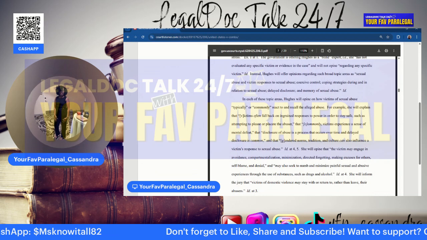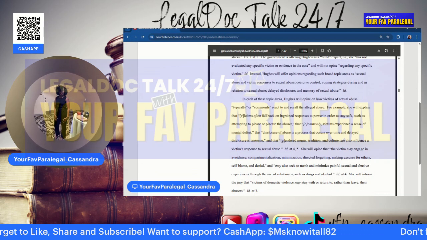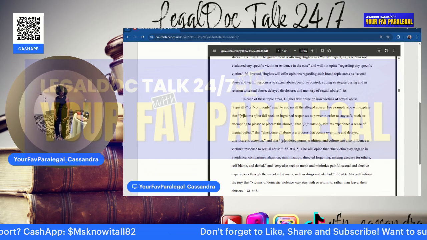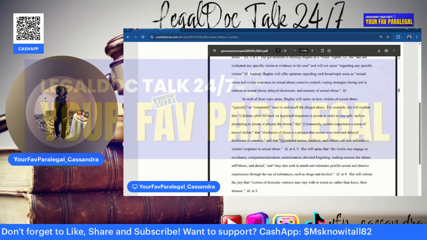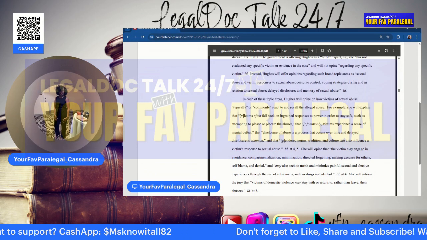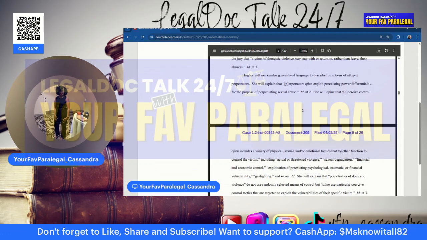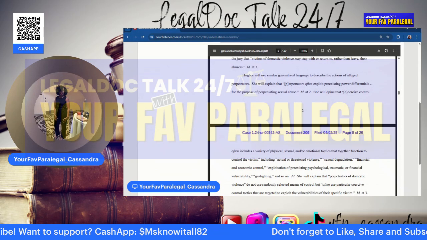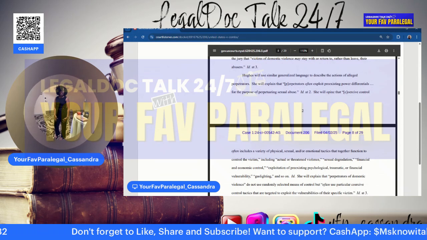She will opine that the victim may engage in avoidance, compartmentalization, minimization, direct forgetting, making excuses for others, self blame, and denial, and may also seek to numb and minimize painful sexual and abusive experiences through the use of substances such as drugs and alcohol. She will also inform the jury that victims of domestic violence may stay with or return to, rather than leave, their abusers. Hughes will use similar generalized language to describe the actions of alleged perpetrators.